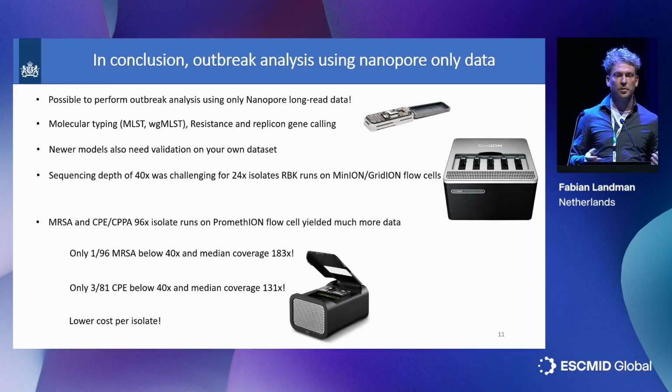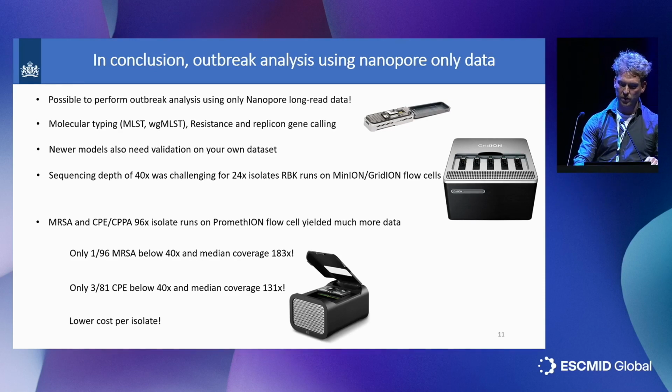And our median coverage for CP isolates was, I thought it was the other way around, 130. And for our merged isolates, the median coverage was 183. So very comfortably above the 40x coverage that we assessed that we needed. A lower cost per isolate, as mentioned, depends a little bit, it's about 2 to 5 times cheaper than the previous approaches.